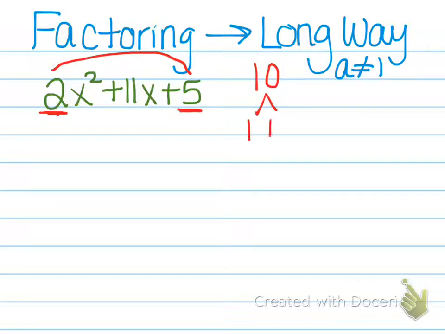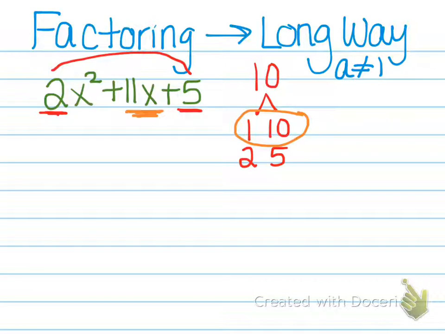You have 1 and 10 and 2 and 5. So then I'm going to ask you, which of those factors adds to get you 11, which is a similar concept that we used when we did the short way. Well, 1 and 10 give you 11.